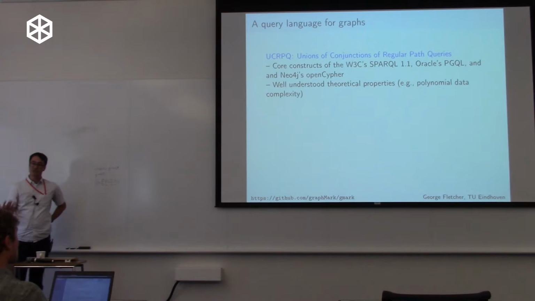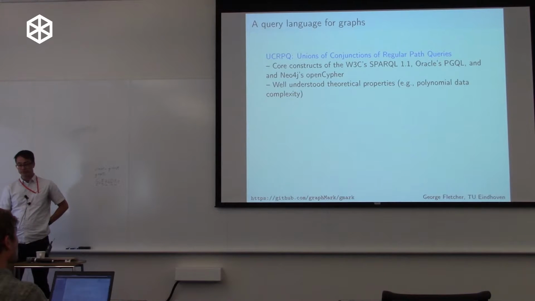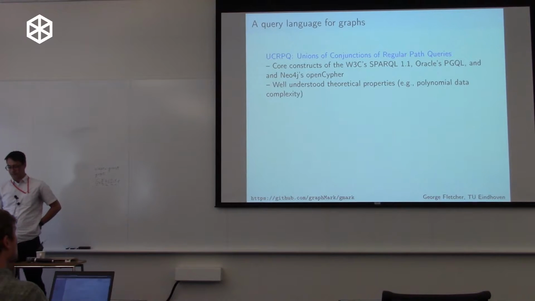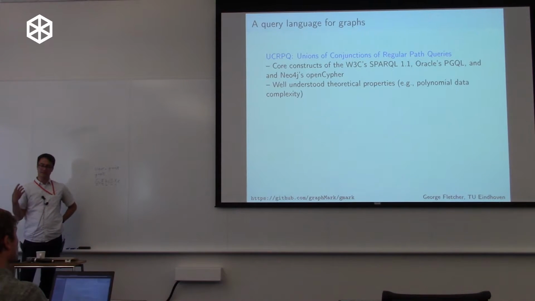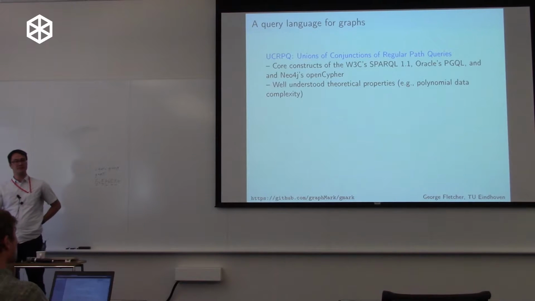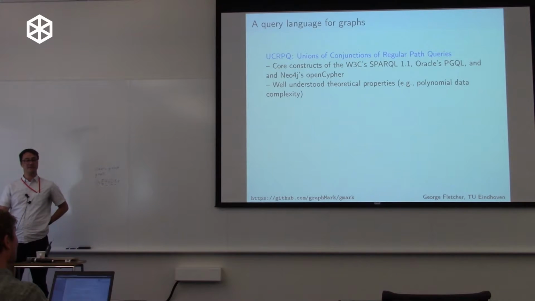The query language internally for us, the logic that we're using, is the so-called unions of conjunctions of regular path queries. We chose this because it's a lowest common denominator. There are lots of bells and whistles that you can add on top of this, and we're also considering adding them in future releases. But it's a good starting point.